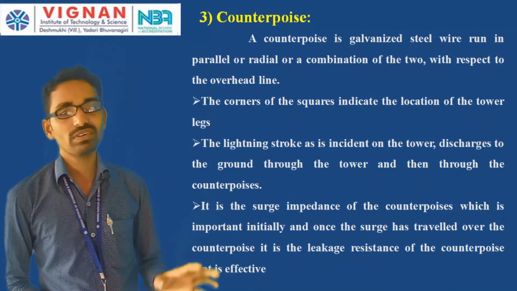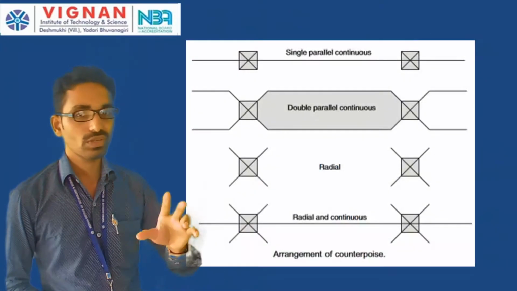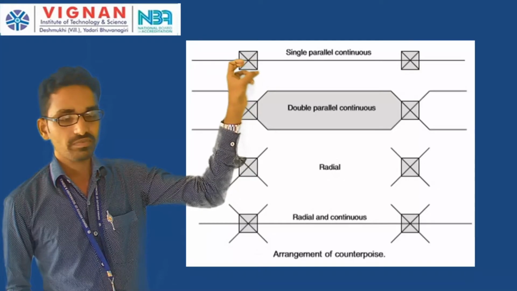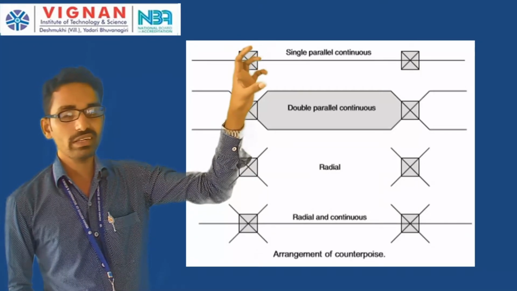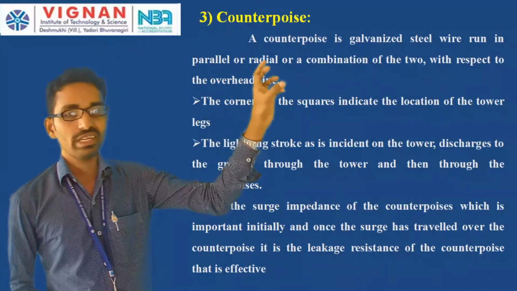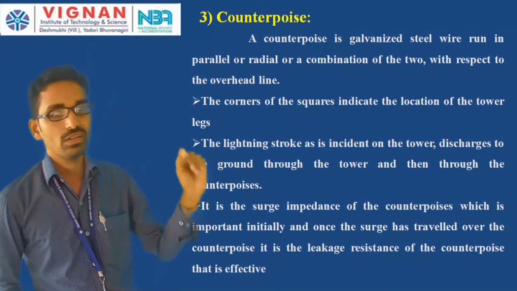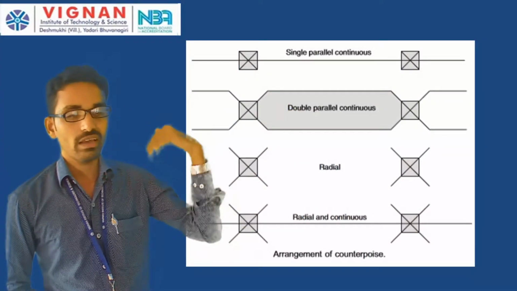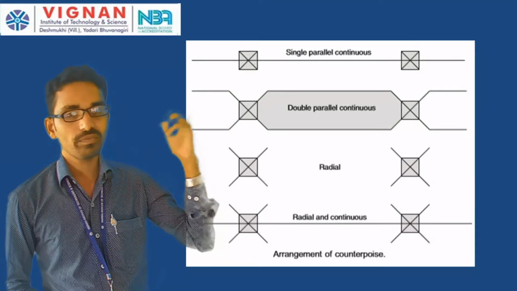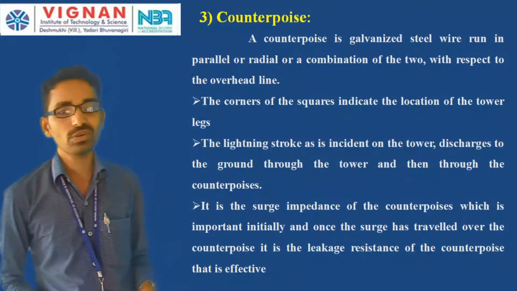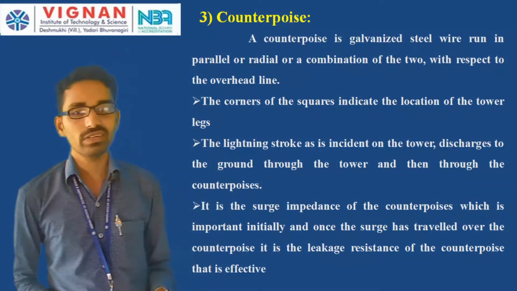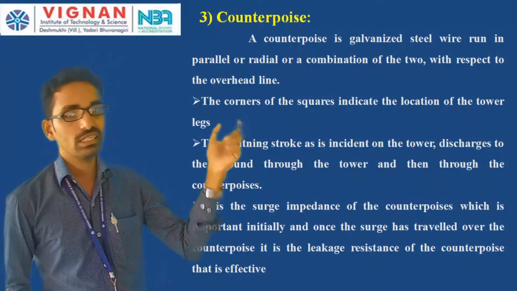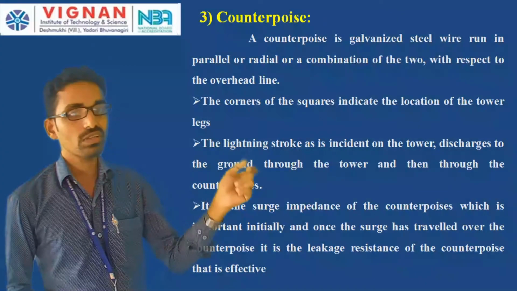So the corners of the squares indicate the location of the tower legs. Here in this figure, the square boxes represent the location of the tower legs. Here we are carrying a single parallel continuous line along with the actual conductors of the tower. And when the lightning stroke is incident on the tower, it discharges the lightning through the ground, through the tower, and then through the counterpoise.